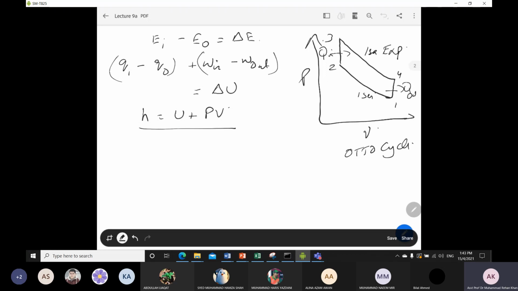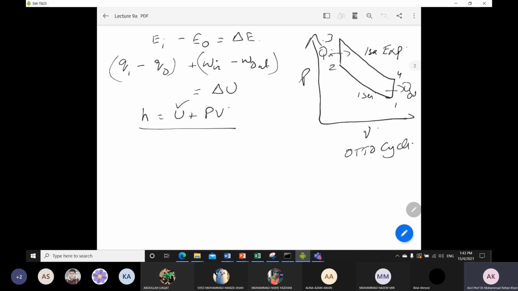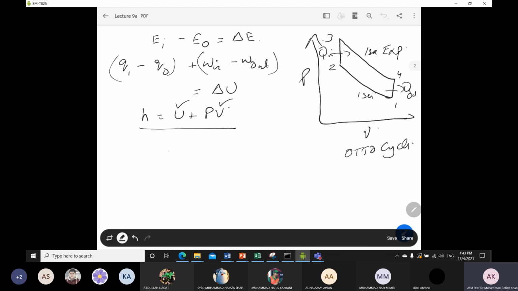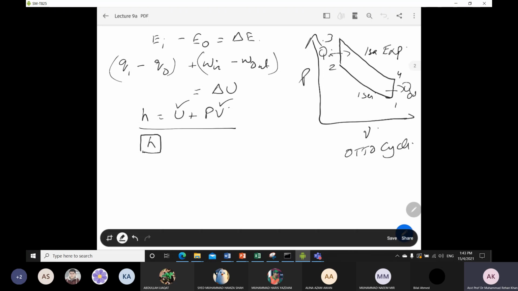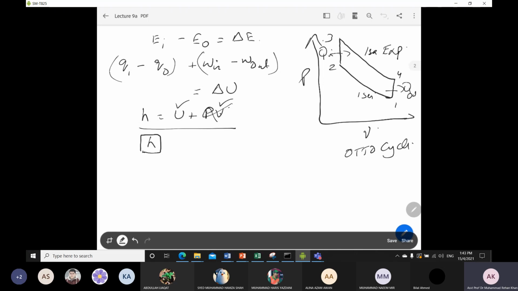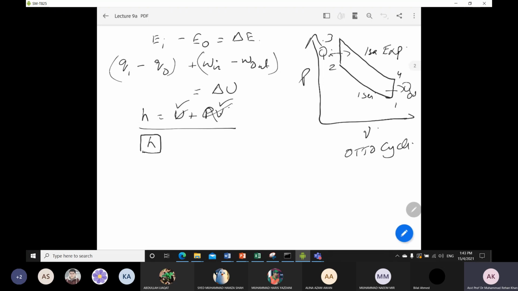In order to generate the steam, we need the internal energy, and in order to flow that steam, we need the work as well. So for the Rankine system, enthalpy is the more accurate quantity to represent the change in energy. However, here there will be no flow, so we just represent it with the internal energy.